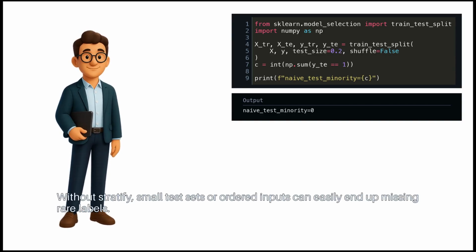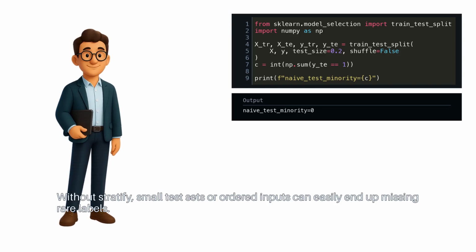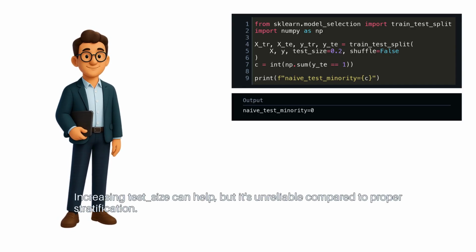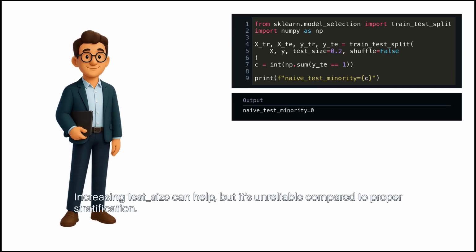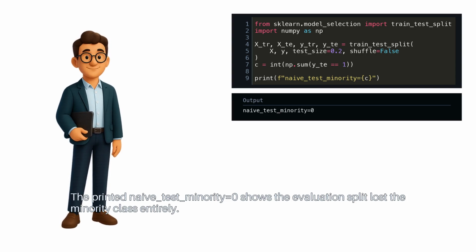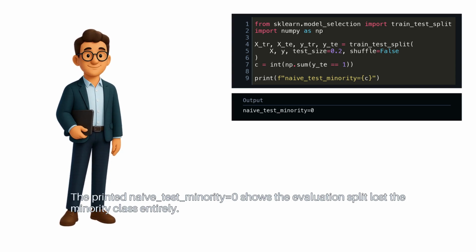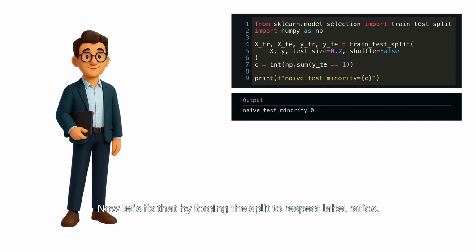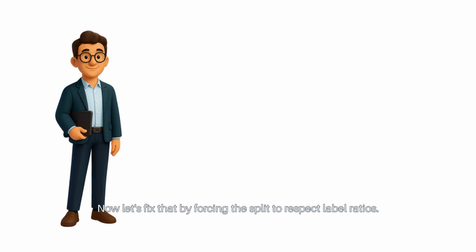Without stratification, small test sets or ordered inputs can easily end up missing rare labels. Increasing test size can help, but it's unreliable compared to proper stratification. The printed naive test minority equals 0 shows the evaluation split lost the minority class entirely. Now, let's fix that by forcing the split to respect label ratios.